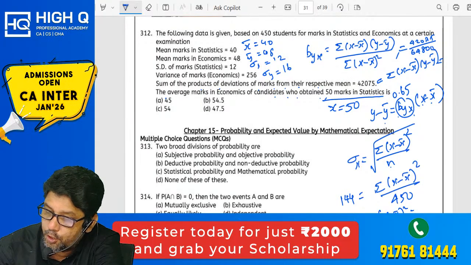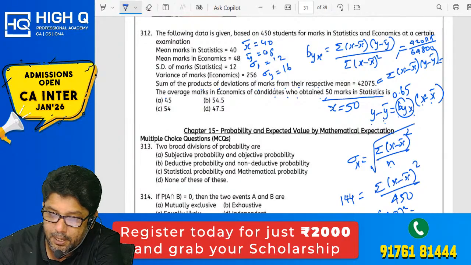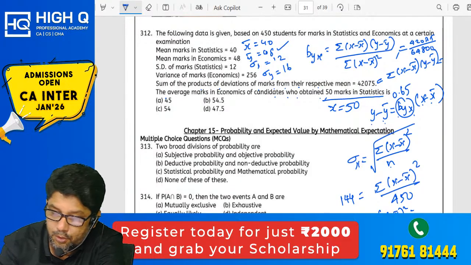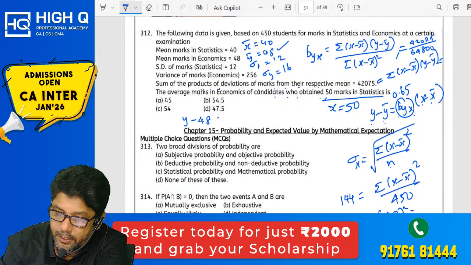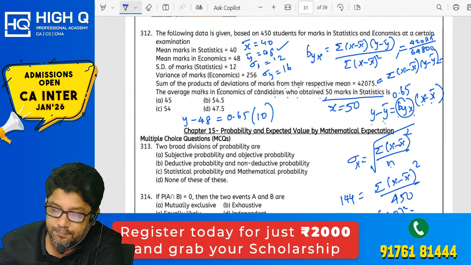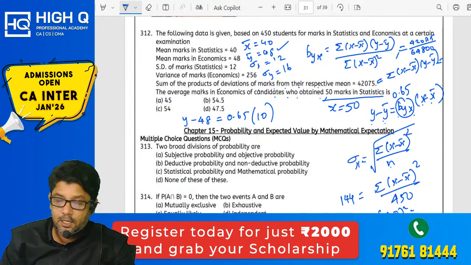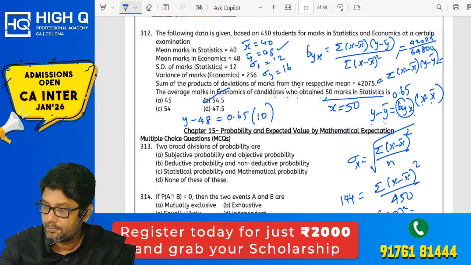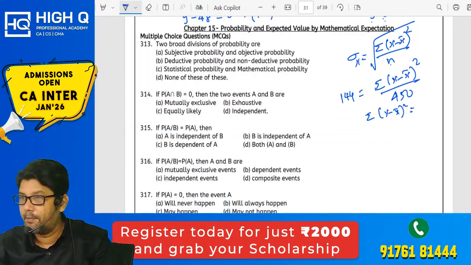Now you can substitute the values. Y minus y bar. What is y bar? Y bar is 48. So y minus 48 is equal to 0.65 into 50 minus x bar, which is 10. I think you got the answer. 54.5. That's it. Am I right, my dear?